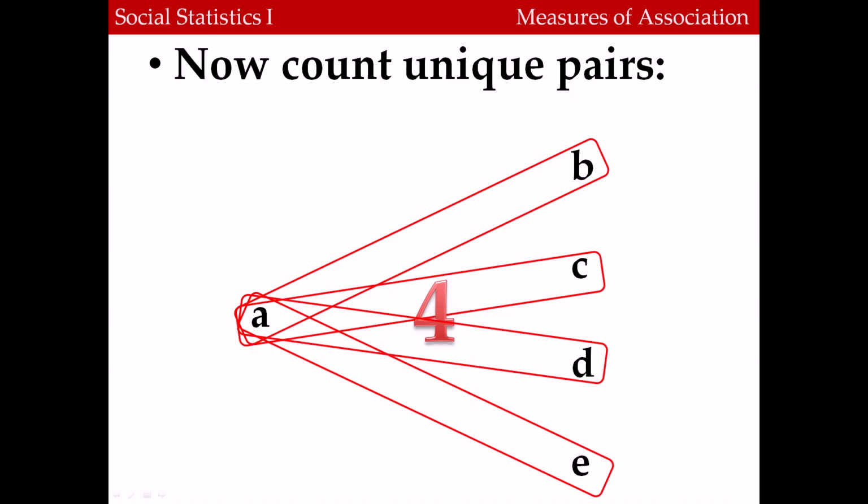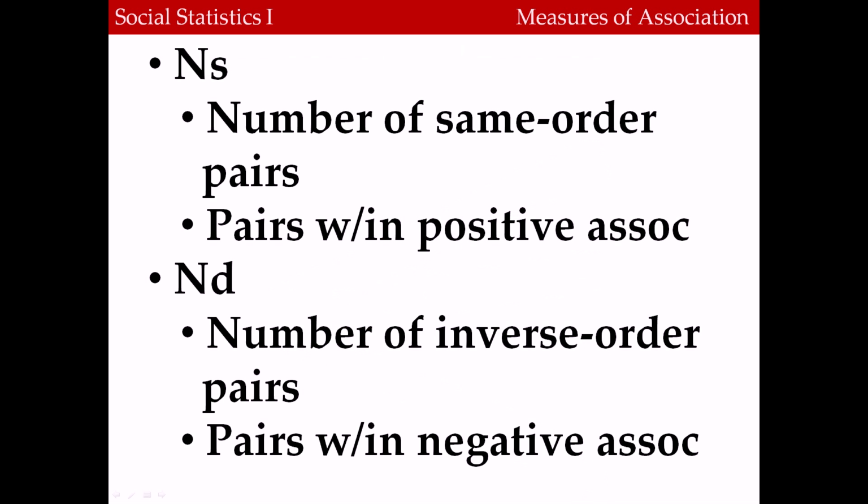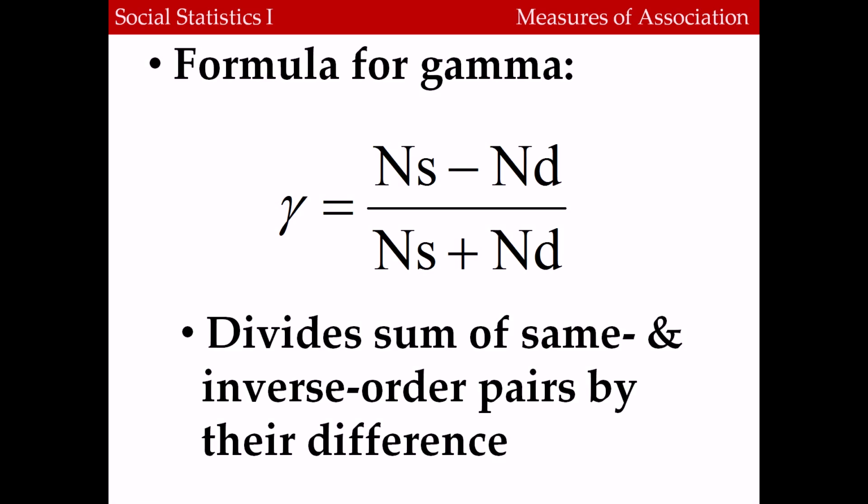In general, gamma uses pairs of cells in its calculation, not just the direction of the cell, but also how many unique combinations are across each of those cells. And so formally, it's a comparison of two quantities, ns, the number of same-order pairs, or the number of pairs of cases that have a positive association, and nd, the number of inverse-order pairs, or the number of pairs that have a negative association. And to calculate gamma, we use the following formula. We find that gamma equals the difference between the same-order and inverse-order pairs divided by their sum, or ns minus nd divided by ns plus nd.